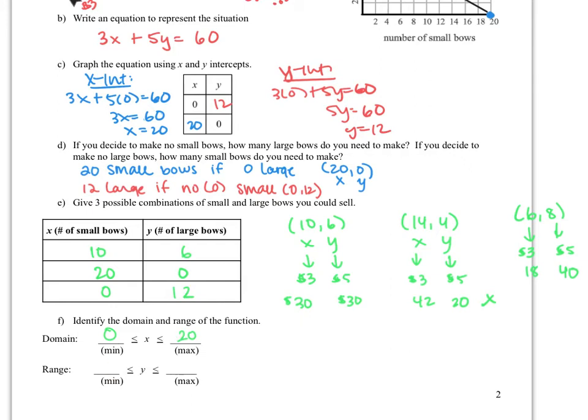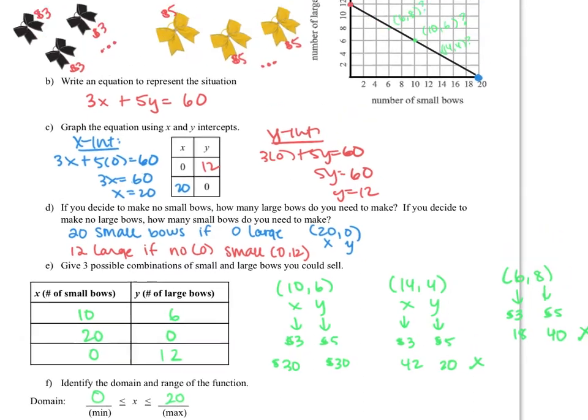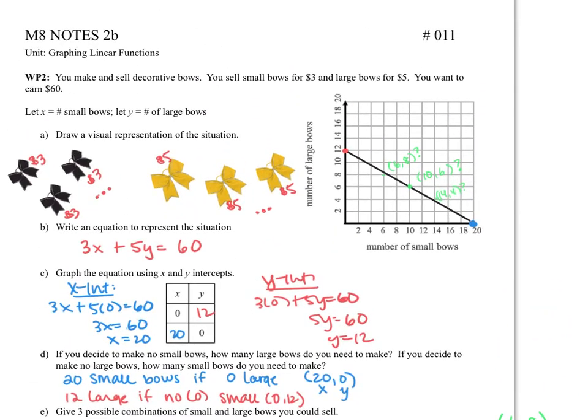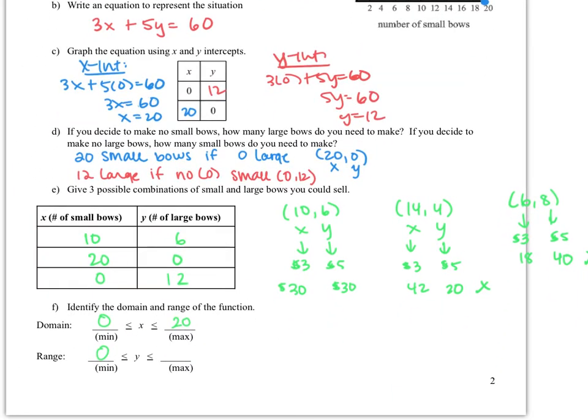For my range, that's going to be my y values, or all of the possible y values, which is all my possible numbers of large bows. I'll put my minimum and my maximum. So my minimum would be 0, and my maximum on my graph would be the highest that my graph reaches, which would be 12. So my maximum number of large bows would be 12.